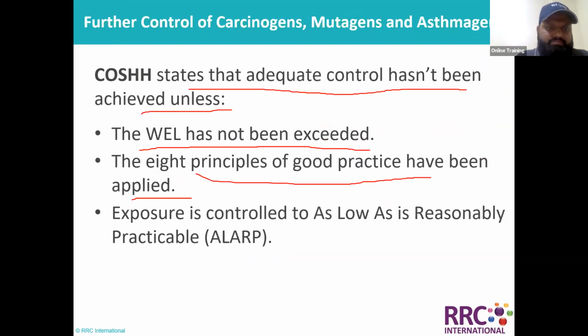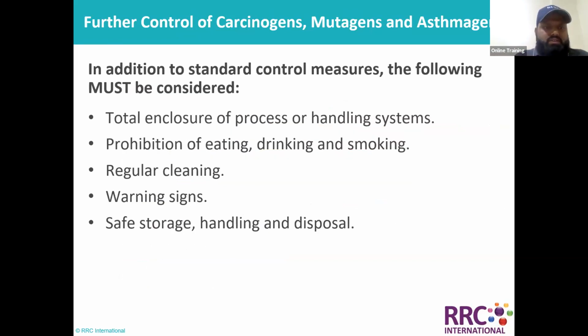Next is, exposure is controlled to as low as reasonably practicable. We need to go for ALARP so that we can control our exposure as low as we can. Next, in addition to standard control measures, the following must be considered. We must consider all these factors. One of them is total enclosure of the process or handling system. If we can totally enclose it, then whatever biological or chemical agents are there, we will be protected.